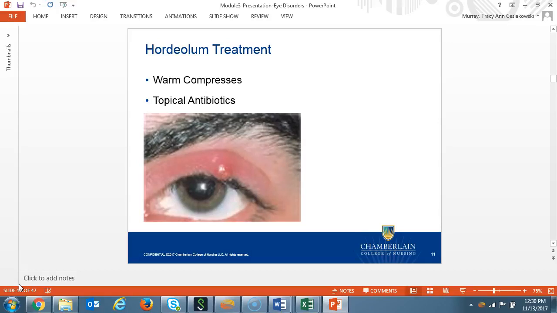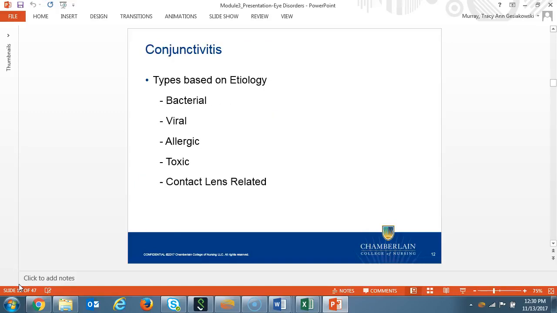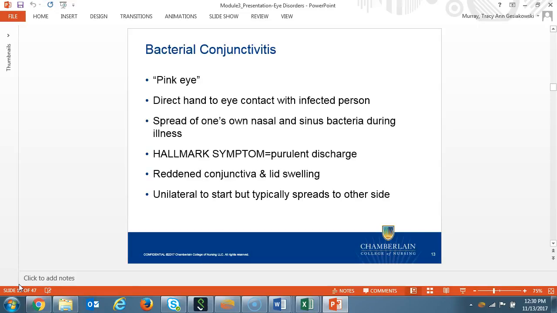There are several types of conjunctivitis categories based on etiology, which includes bacterial, viral, allergic, toxic, and contact lens related. The cause of bacterial conjunctivitis, also known as pink eye, can include the following: direct hand-to-eye contact with an infected individual, spread of one's own nasal and sinus bacteria during an illness.